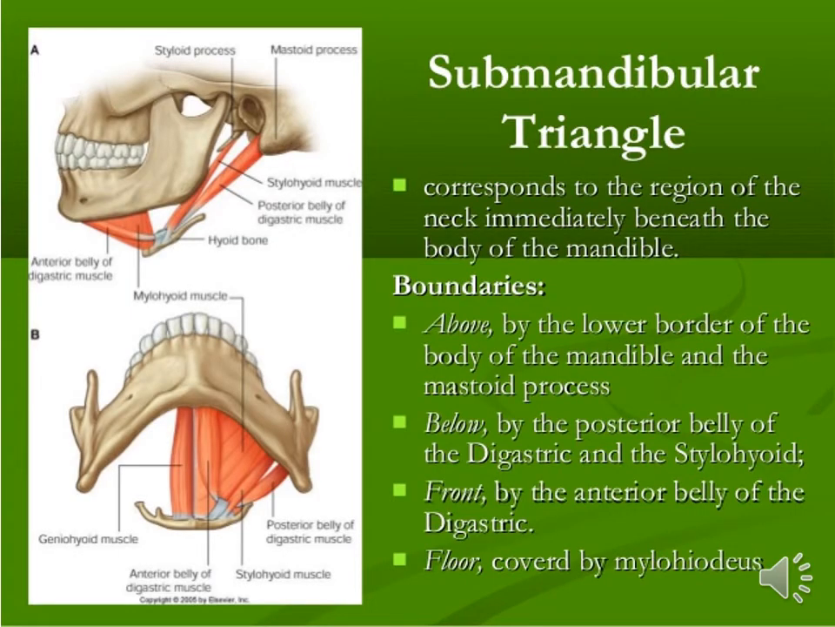We start from the submandibular triangle. It corresponds to the region of the neck immediately beneath the body of the mandible. Its boundary from above is the lower border of the body of the mandible and mastoid process, from below the posterior belly of the digastric and stylohyoid process, and from the front the anterior belly of the digastric. The floor of this triangle is covered by the mylohyoid muscle.